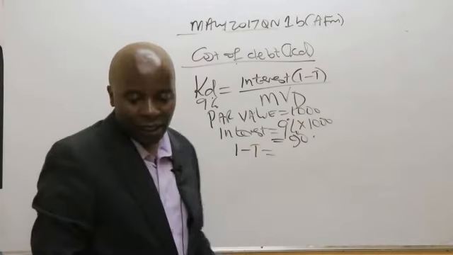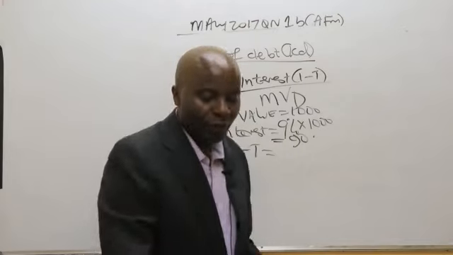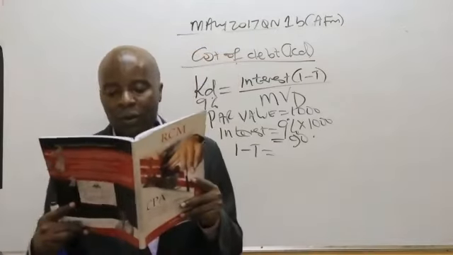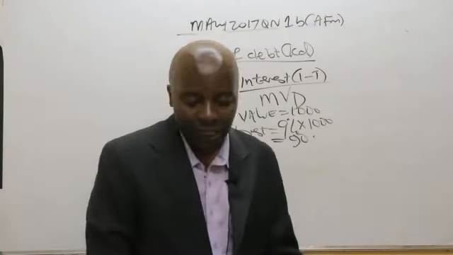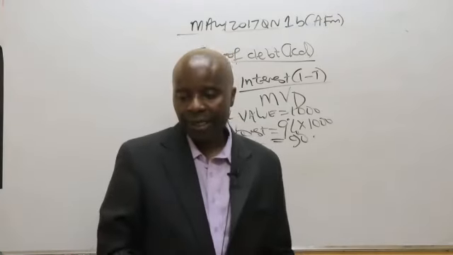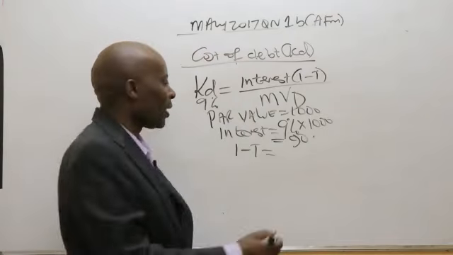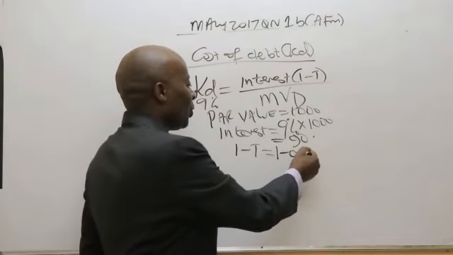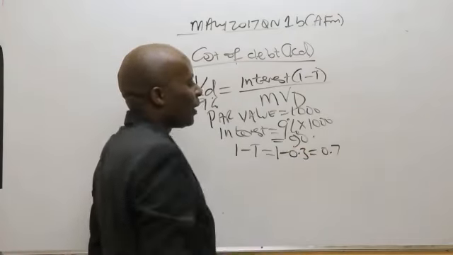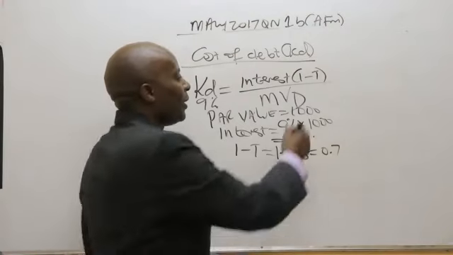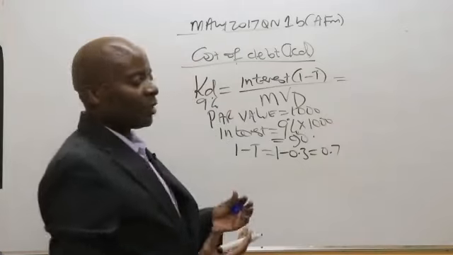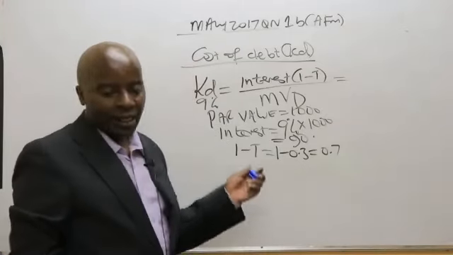The tax figure that we have in this question, if you look at our third paragraph, the tax figure is 30%. So 1 minus 30%, this will be 1 minus 0.3. Now it gives us 0.7. So go ahead and do the plug-in. Go ahead, ladies and gentlemen, and give us the interest.